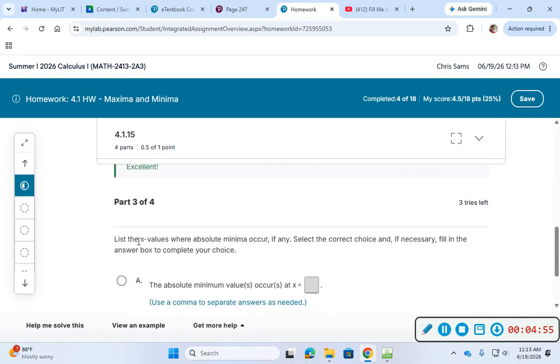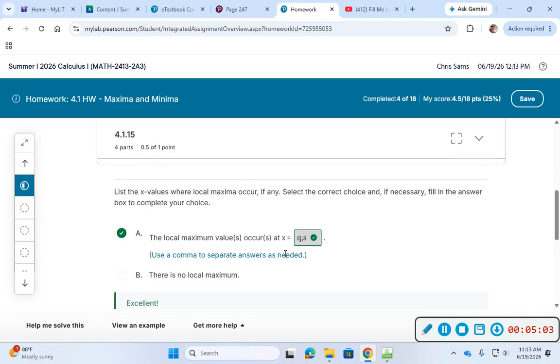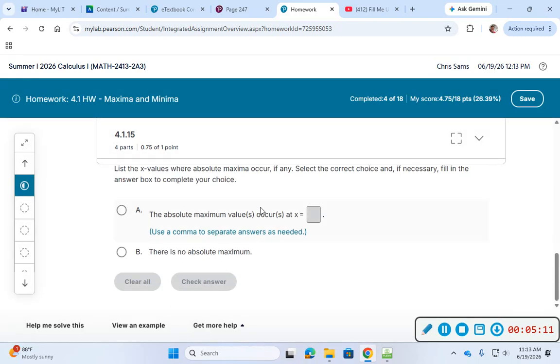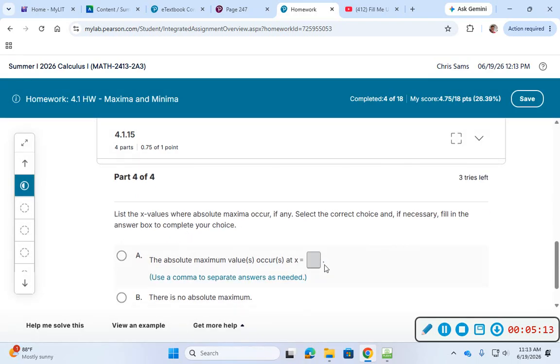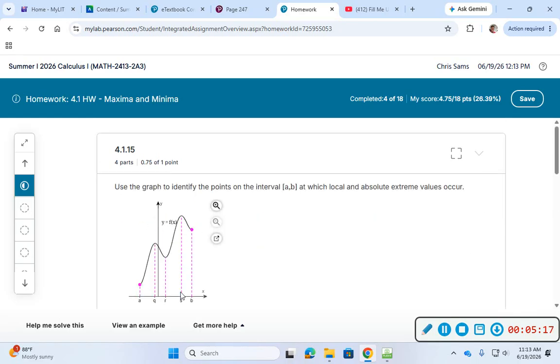All right, we're going to list the values where the absolute minima, absolute lowest point. It's going to be A. And then we're going to do the absolute maximum, the highest point that also occurs at S.